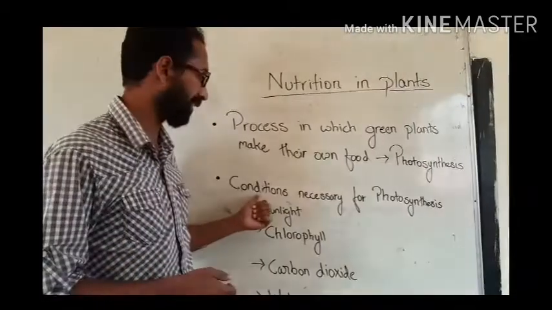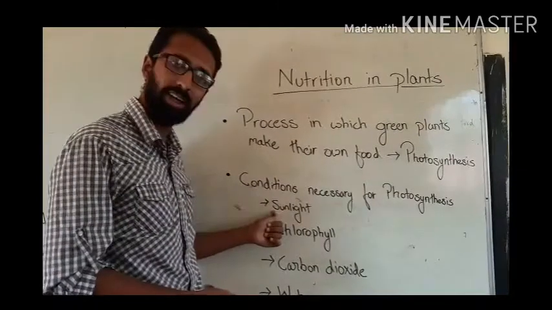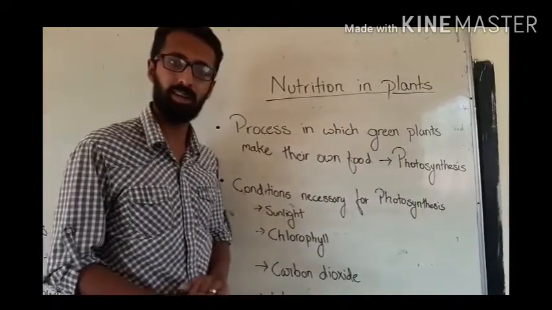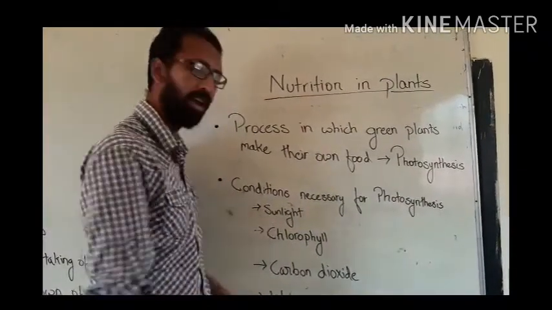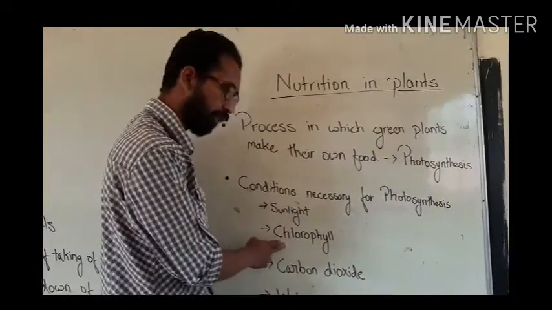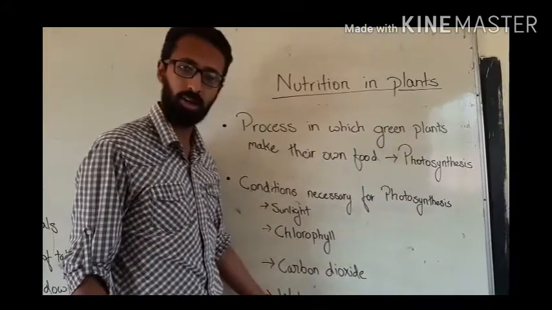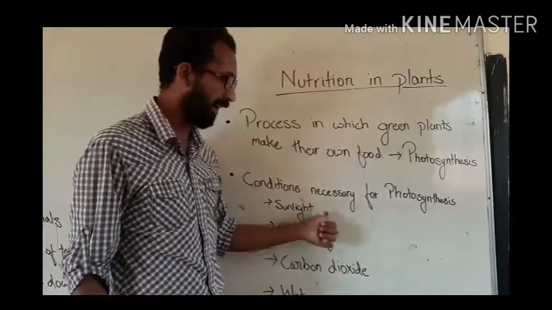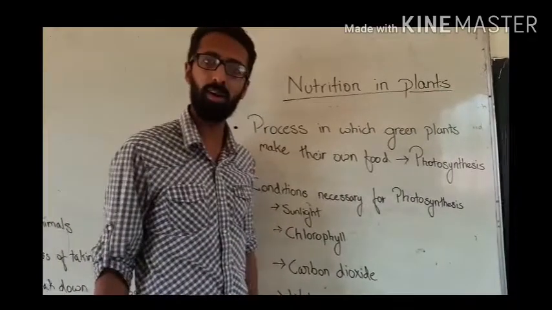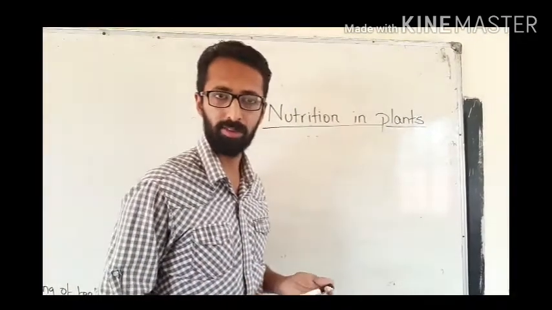There are some necessary conditions for photosynthesis. The first thing needed is sunlight. Sunlight is very much necessary for the process of photosynthesis. Likewise, chlorophyll, carbon dioxide and water. These are the four things that are necessary for the process of photosynthesis. Now we will understand how this process happens.